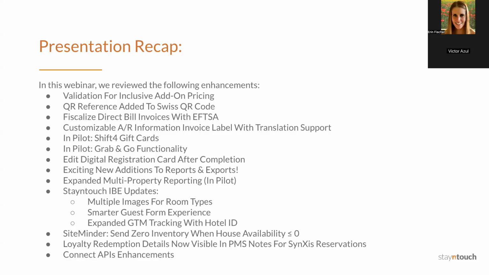Additionally, we covered exciting new additions to reports and exports, as well as this expanded multi-property reporting, which is also in pilot. Next, we covered Stayntouch IBE updates, including multiple images for room types, a smarter guest form experience, and expanded GTM tracking with Hotel ID. Moving on, we covered SiteMinder, or the option to send zero inventory when house availability is less than or equal to 0 for SiteMinder. We also covered the loyalty redemption details, now visible in the PMS notes section for Synexus reservations. And finally, we covered Connect API enhancements.